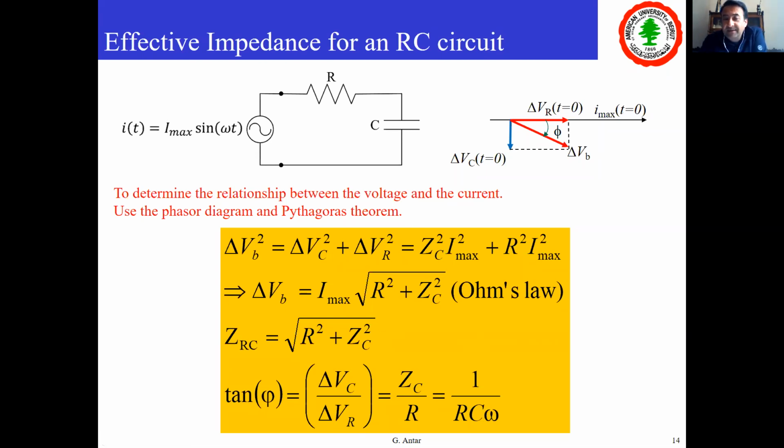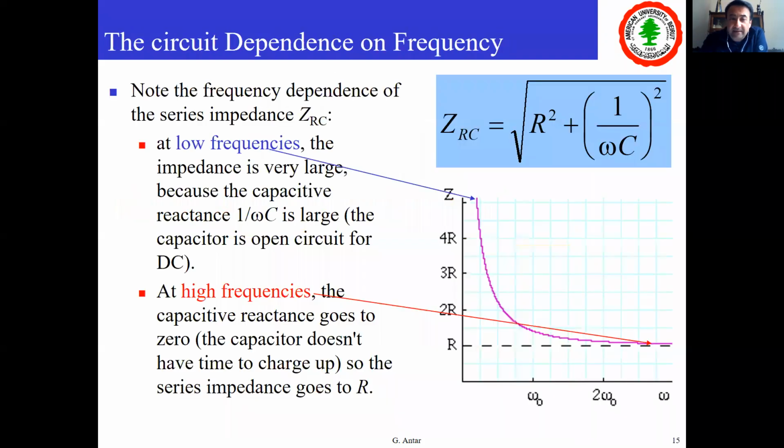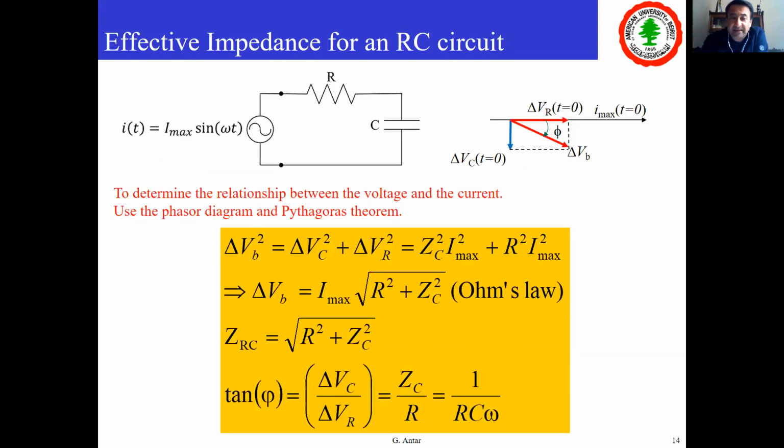Okay? So this is the usage of the phasor diagram. First, we put them as vectors, and then we use trigonometry or Pythagoras to calculate the maximum value around the battery and the phase around the battery. So this phase phi is, let me see, basically what I'm going to do is write it down here.